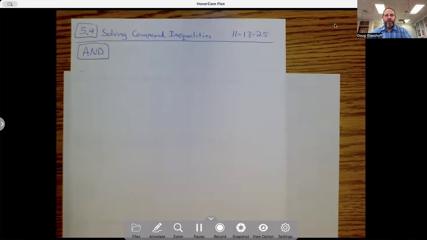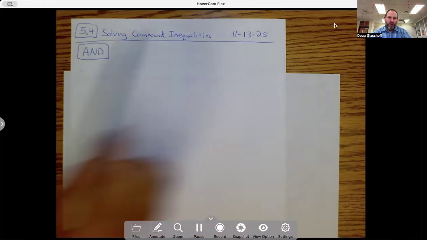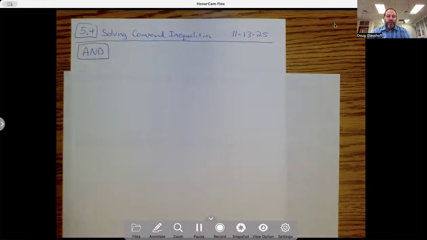Okay, so Algebra 1 here, we're looking at section 5.4. We've been solving some inequalities in the first half of the chapter. Now you can see we're looking at solving compound inequalities. Compound meaning they're being put together. We're going to have two different words we're putting together with: and, and or. So we'll start off here, you can see with and.